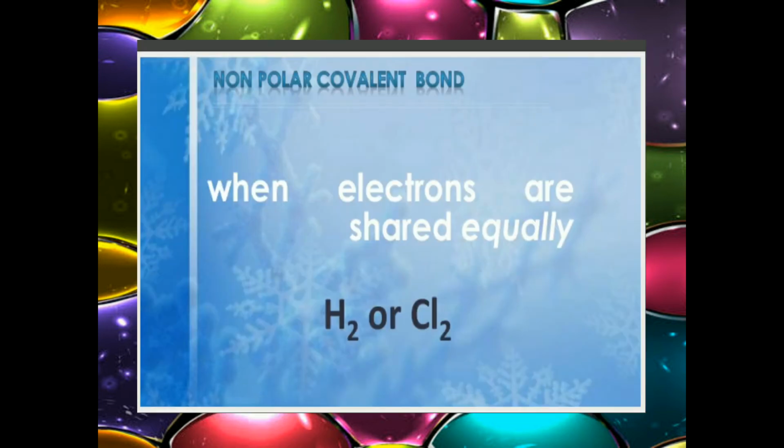Okay, then covalent bonds can be classified into non-polar covalent bonds and polar covalent bonds. First we see the non-polar covalent bond. Okay, when electrons are shared equally, that is a non-polar covalent bond. Non-polar means there will be no polarity, so both atoms are the same.